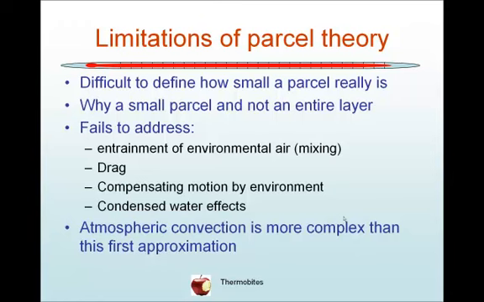So atmospheric convection, that is the result of buoyancy of parcels of air being warmer or cooler than the environment, is more complex than this first approximation. But what the parcel theory does allow us to do is to assess things like stability quite well.